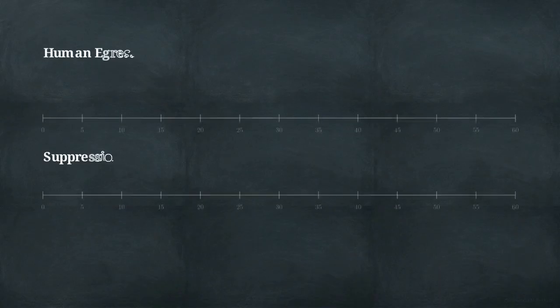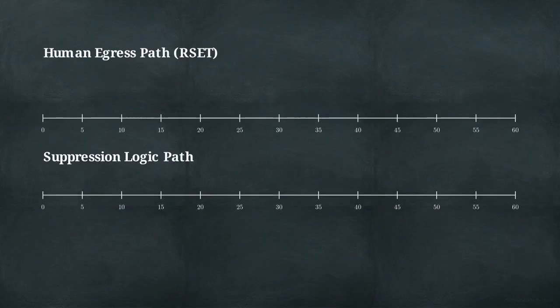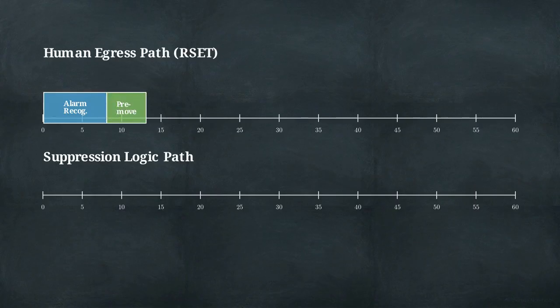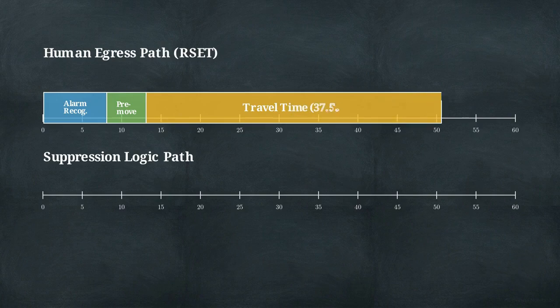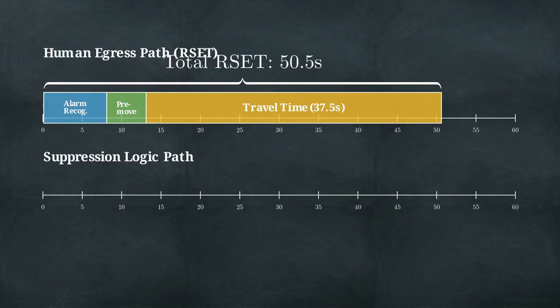The pre-discharge delay must be reconciled against the required safe egress time, or RSET. A standard egress calculation models 8 seconds for alarm transmission and recognition, 5 seconds of pre-movement decision time for trained staff, and 37.5 seconds to travel 27 meters to a remote exit. This totals 50.5 seconds of required evacuation time.